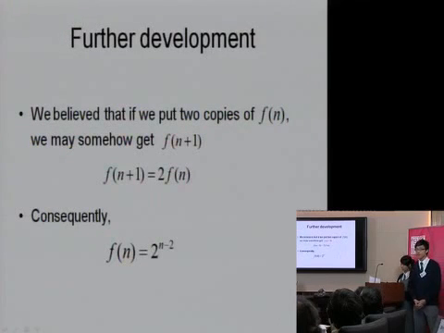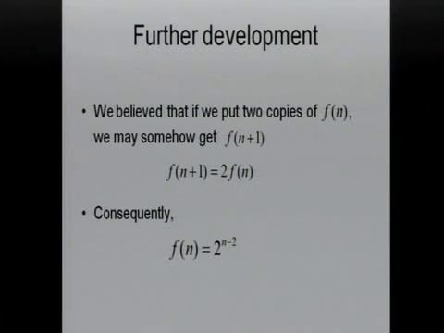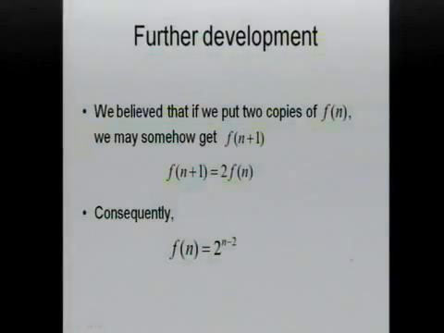We strongly believe that if we put 2 copies of Fn together, we may somehow get Fn+1. If this is true, the equation is correct and can be proved, and consequently, we can find that Fn is equal to 2 to the power n-2. In other words, the conjecture is correct. And that's all we have done.